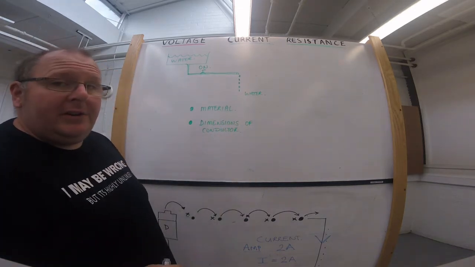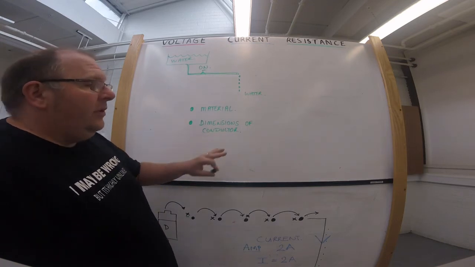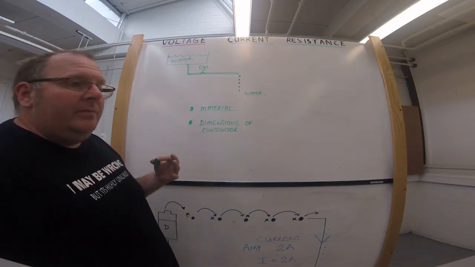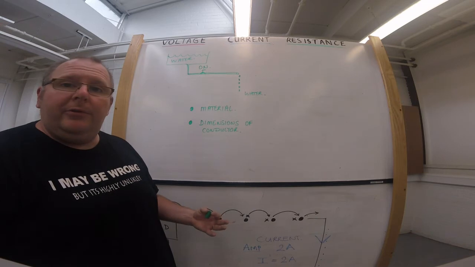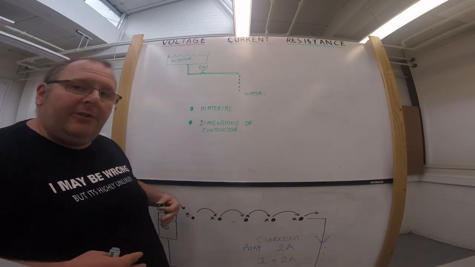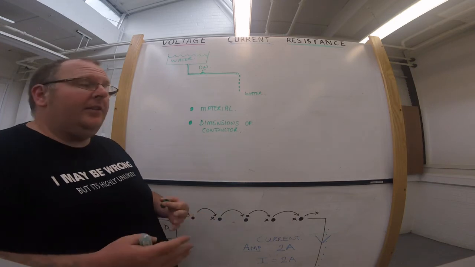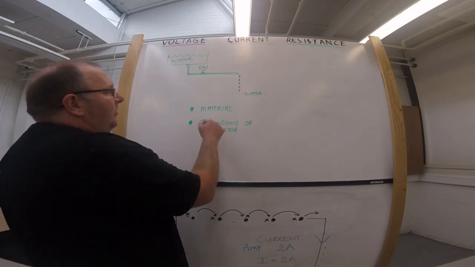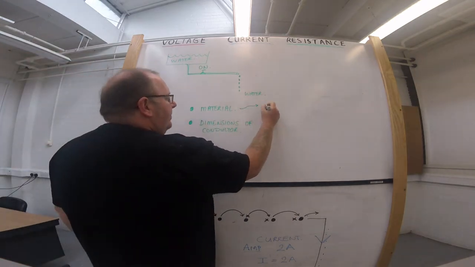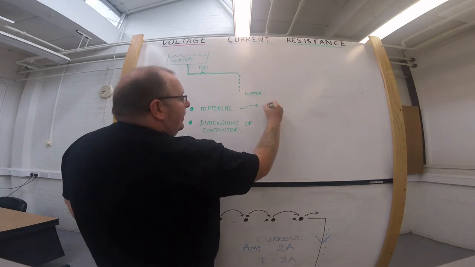A conductor is the opposite of an insulator. It's just a word that we use to talk about materials like all metals which will allow electricity to pass through them because they have plenty free electrons. So the material, does it have free electrons?